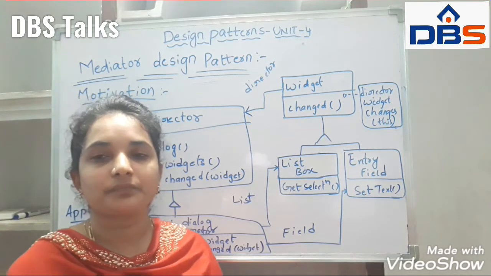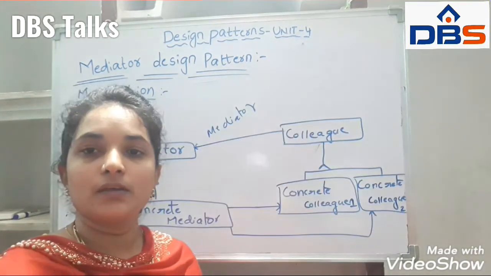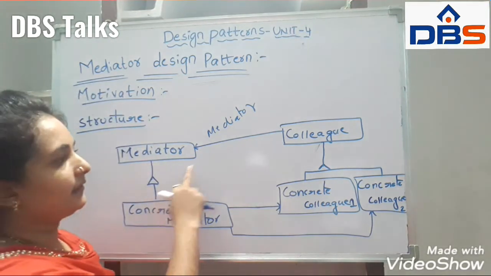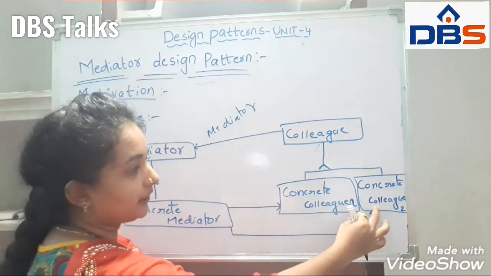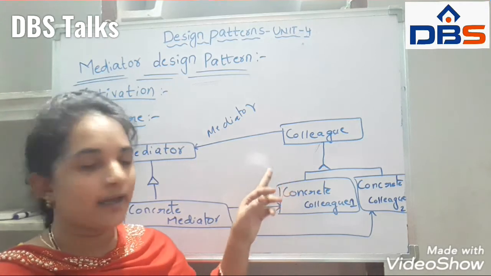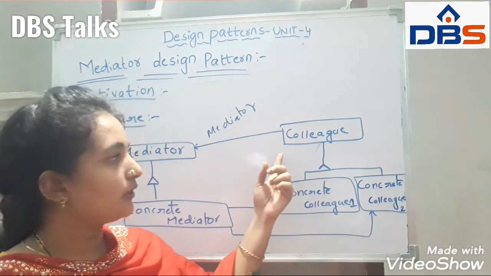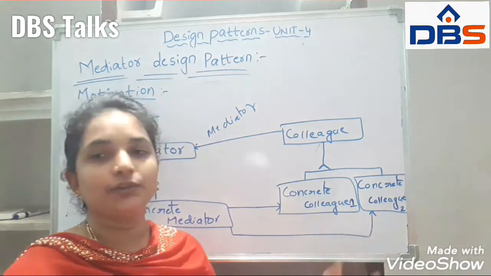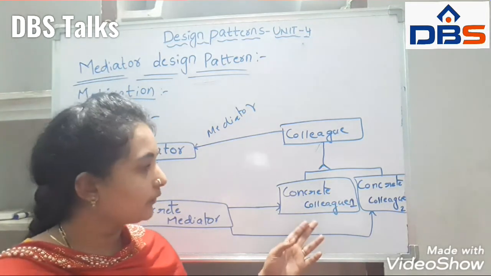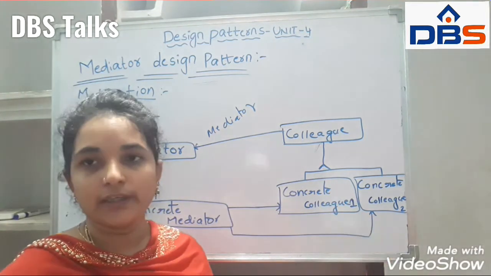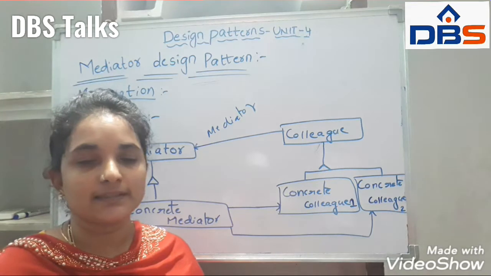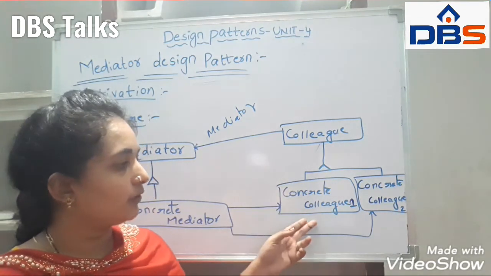Coming to the structure. In the structure we have a small diagram. In this I have mediator, colleague, concrete colleague 1, concrete colleague 2 and concrete mediator. So the colleague wants to communicate with concrete colleague 1 and concrete colleague 2, and if it calls them directly, the complexity will increase and the communication will become complex.